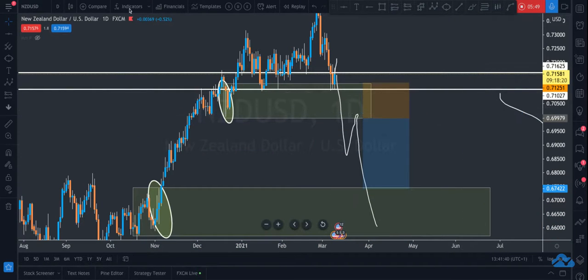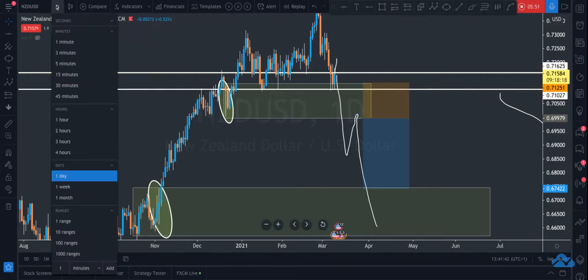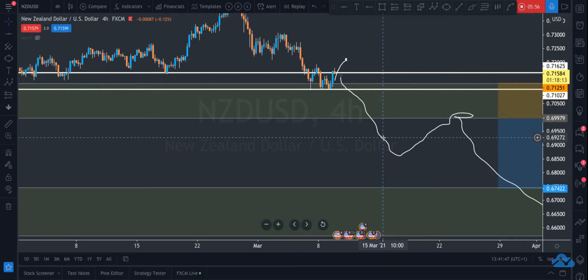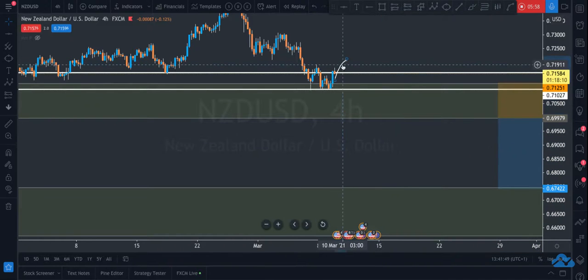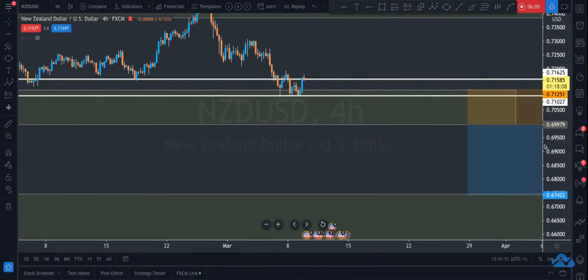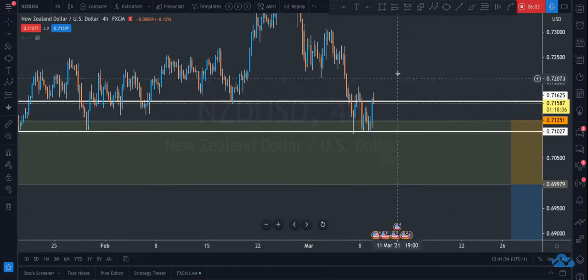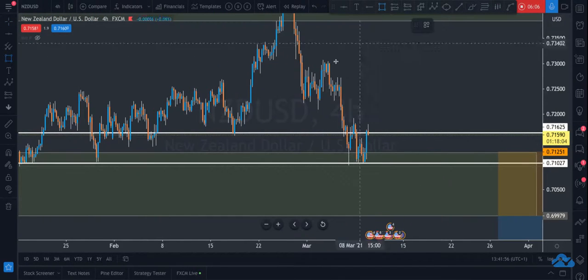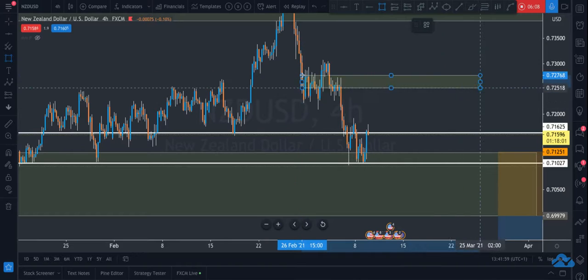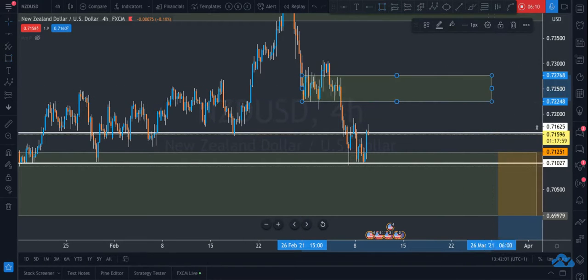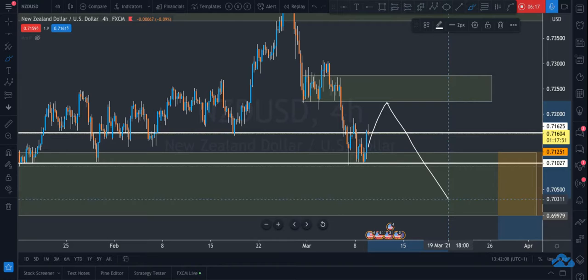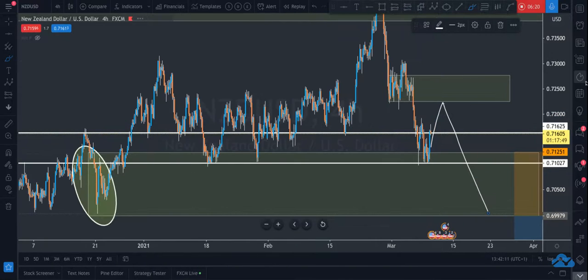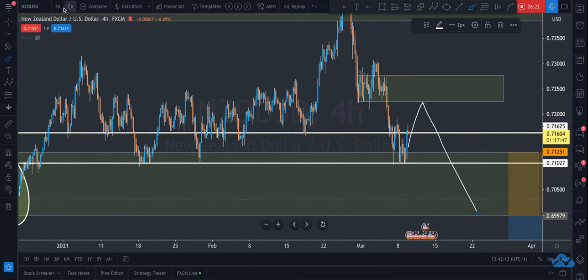If you don't want to wait for the price to break this structure, we have to find another entry, another opportunity. So we have to move on a lower time frame, and as you can see, here we have another very good structure. Okay, so this one. So what we can do, we can wait for the price to retest the structure, and we can go short here.